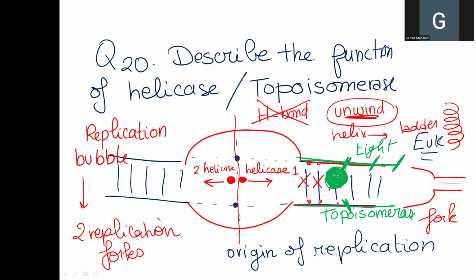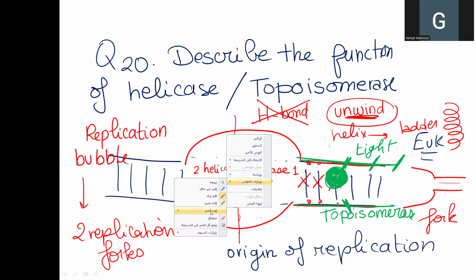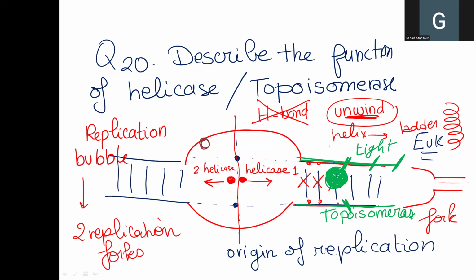An additional thing that we might add here is the single-stranded binding protein. What does the single-stranded binding protein do? It binds to the separated DNA strands in order to prevent them from rejoining together.